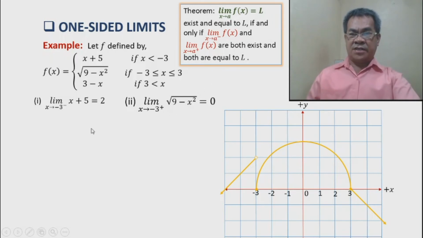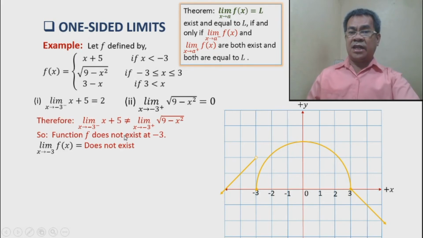Now, the question is, does the function f(x) exist at negative 3? The answer is no. It does not exist. Why? Although the left hand exists, it is 2. The right hand exists, but it is 0. They are not equal, because the requirement is that both of them have the same value. So therefore, we can say that the function does not exist at negative 3, because the left hand is not equal to the right hand. Okay? So, these are your remarks. The function f does not exist at negative 3. So, the limit as x approaches negative 3 does not exist.